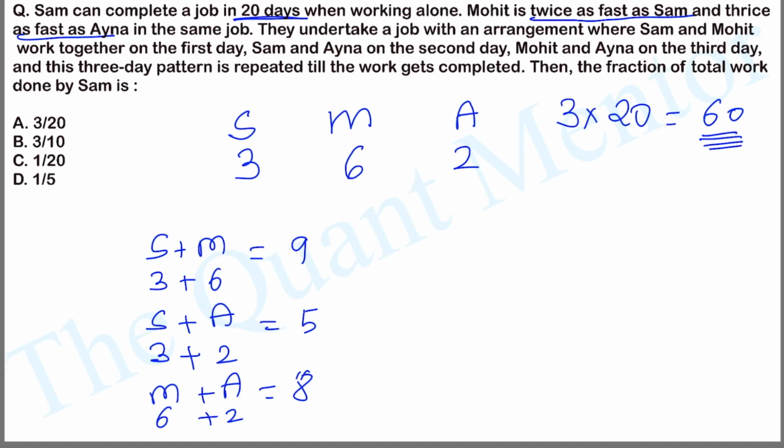So on day 1, 9 units are done. On day 2, 5 units. On day 3, 8 units. And this gives a total of 22 units of work till now. Remember, our target is 60.